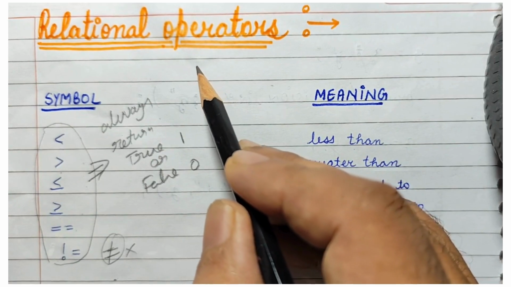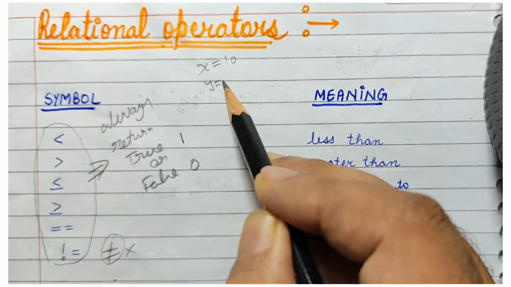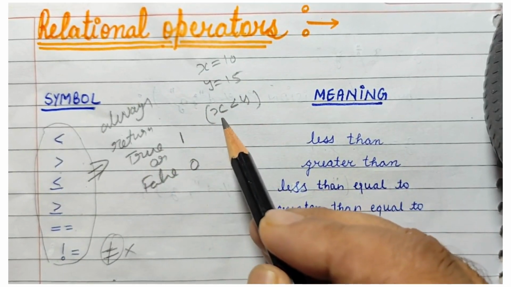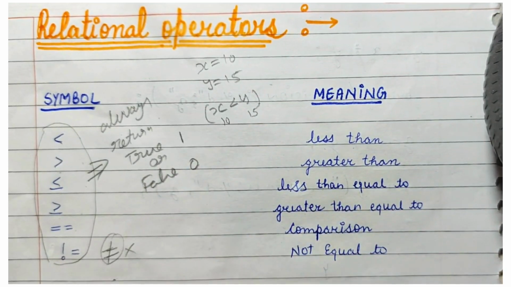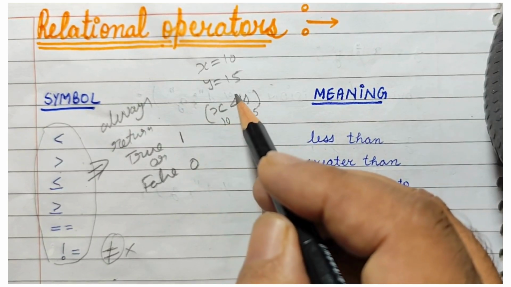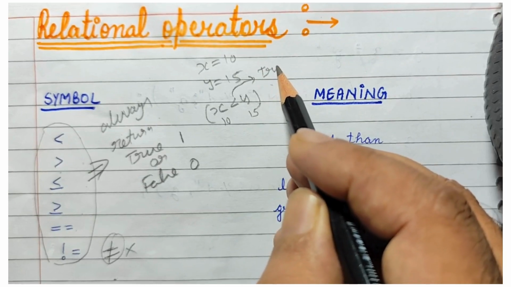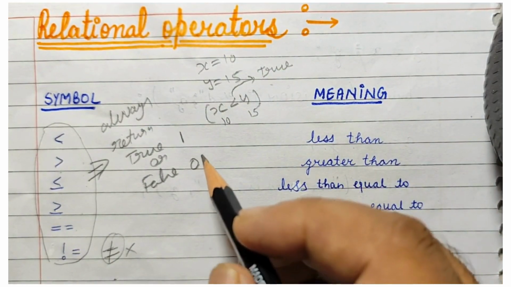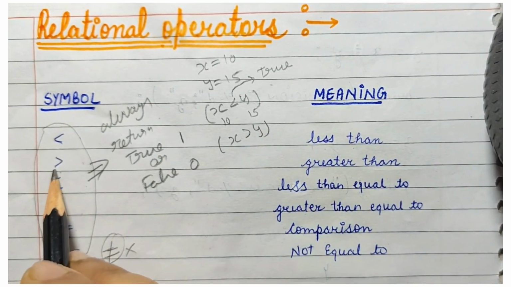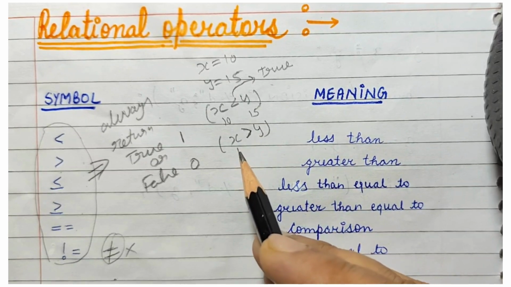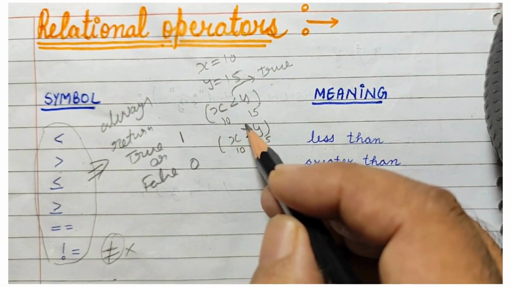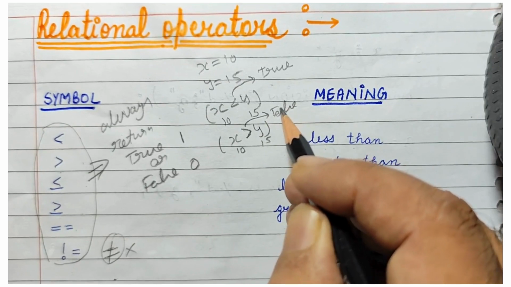Like I am writing here, x is equal to 10, y is equal to 15, and I write here x less than y. Now 10 is always less than 15. x has the value 10, y has the value 15, so it returns true. In a similar way, if you write x greater than y, x has the value 10, y has the value 15. Is 10 greater than 15? No. So it returns false.